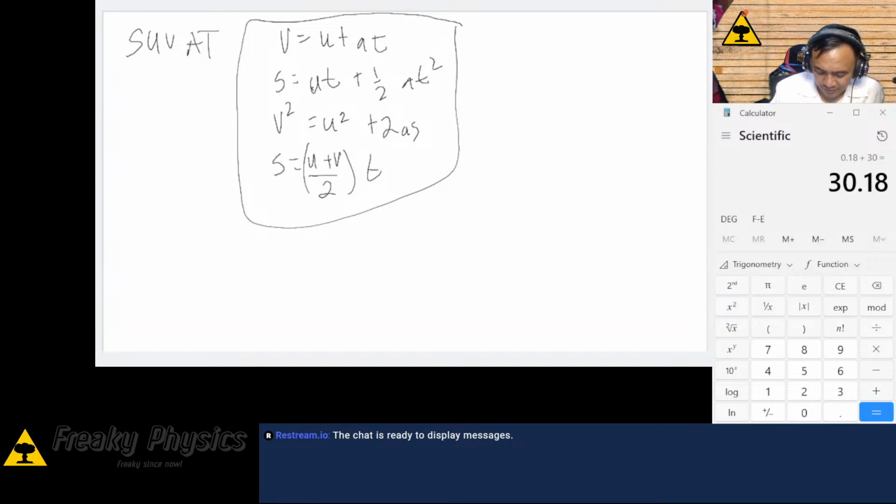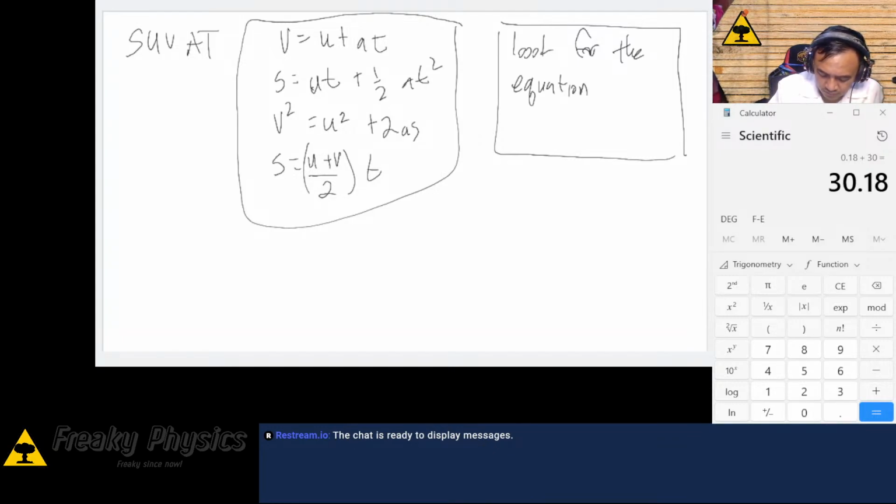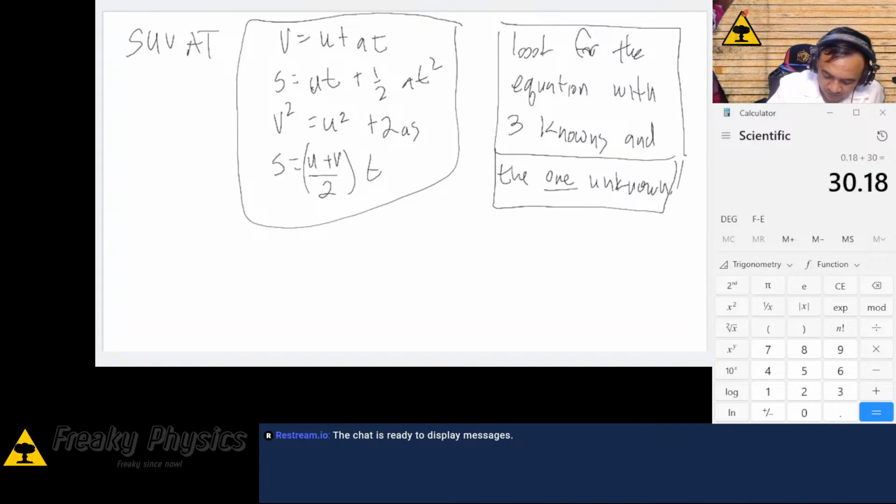But another thing that is going to be useful for Suvat, before we go to how to solve them, is the technique, how you actually solve it. Use the equation with the three known quantities and the one unknown.